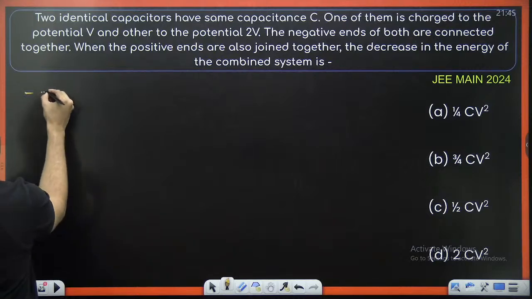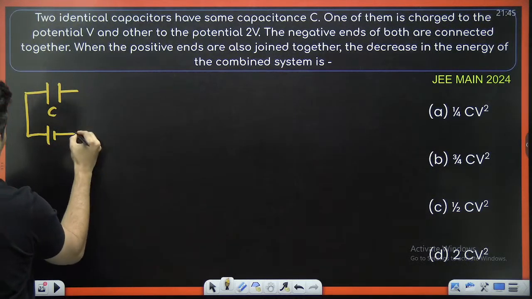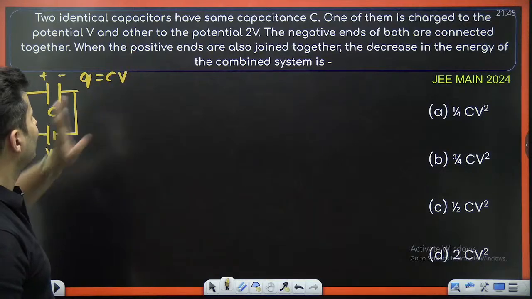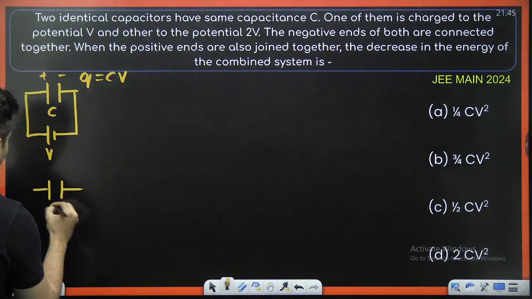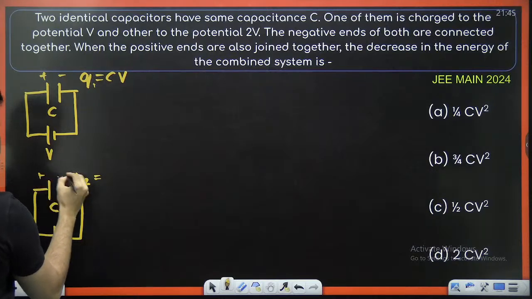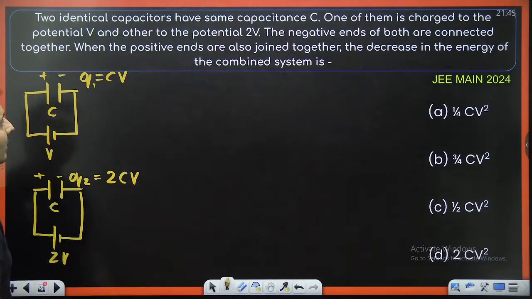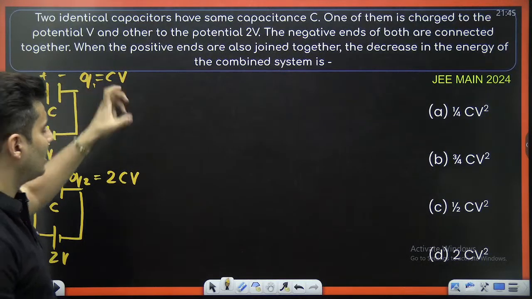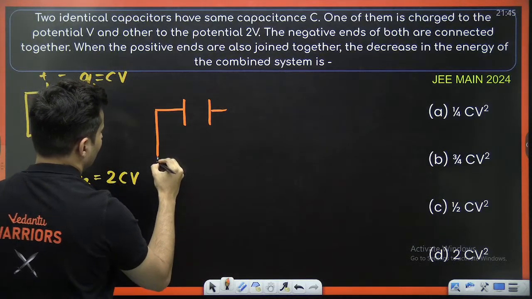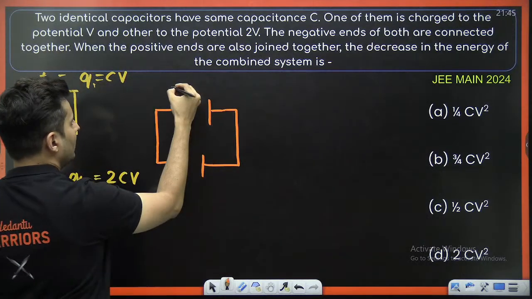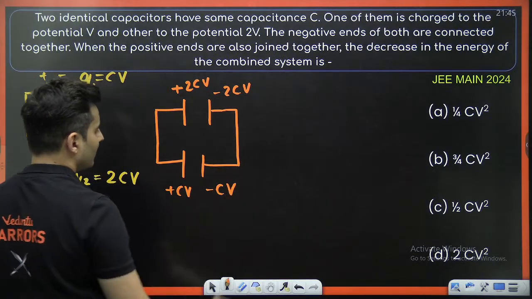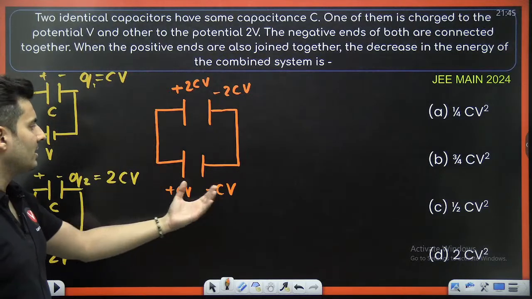One of them is charged to a potential V. So you take a capacitance, you charge it to voltage V. The charge on it will be CV. The other one is charged to potential 2V. So you take the other capacitor, you charge it to a potential of 2V. So on that, the charge will be 2CV. The negative ends are connected together, positive ends are joined together. So just imagine this capacitor and this capacitor, both are joined. This is plus 2CV, this is minus 2CV, this is plus CV, this is minus CV, something like that.